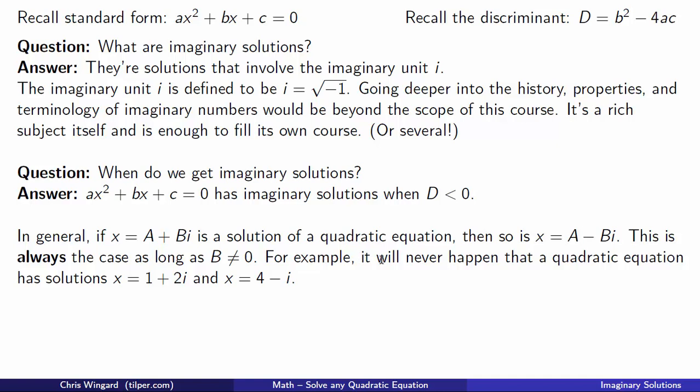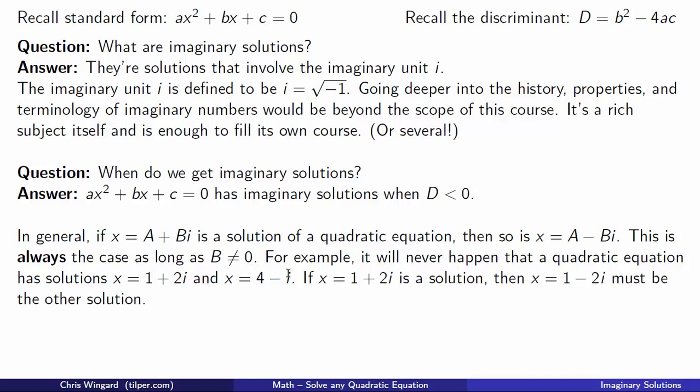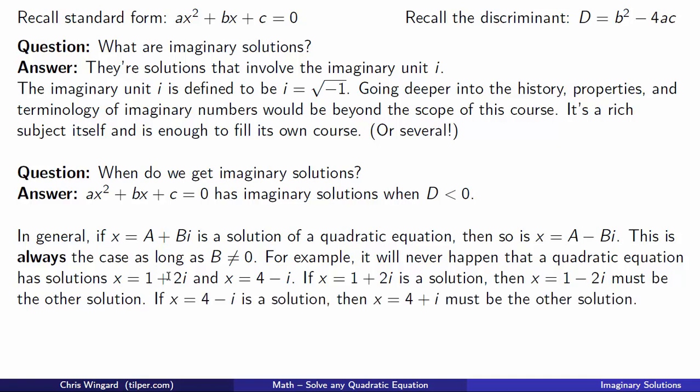So for example, it will never happen that a quadratic equation has solutions x equals 1 plus 2i and x equals 4 minus i. Because if x equals 1 plus 2i is a solution, then x equals 1 minus 2i must be the other solution. And likewise, if x equals 4 minus i is a solution, then x equals 4 plus i must be the other solution.